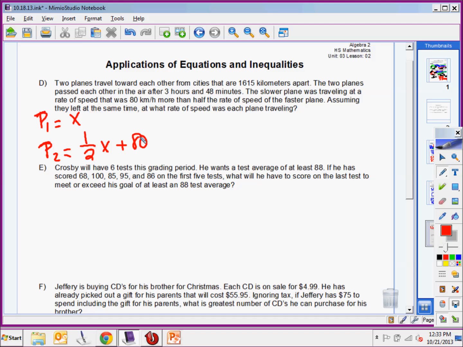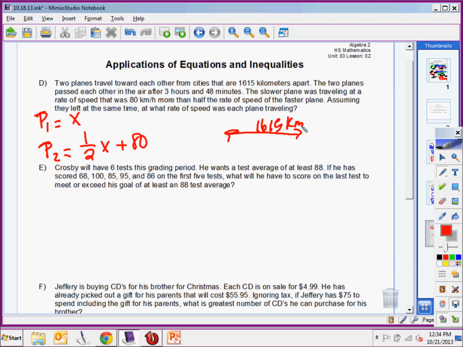I have 5 minutes to get through the rest. All right. Assuming they left at the same time, at what rate of speed was each plane traveling? So first off, we know that these 2 planes are doing what? They're flying, but what are they doing? They're going to cross each other, right? They're flying at different speeds, in different directions, but what's their distance from each other? What's their maximum distance? 1,615, right? So 1,615 is my maximum distance.